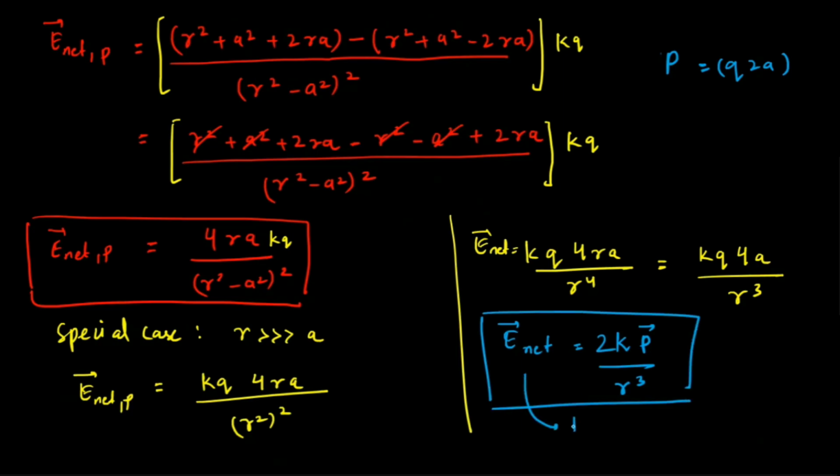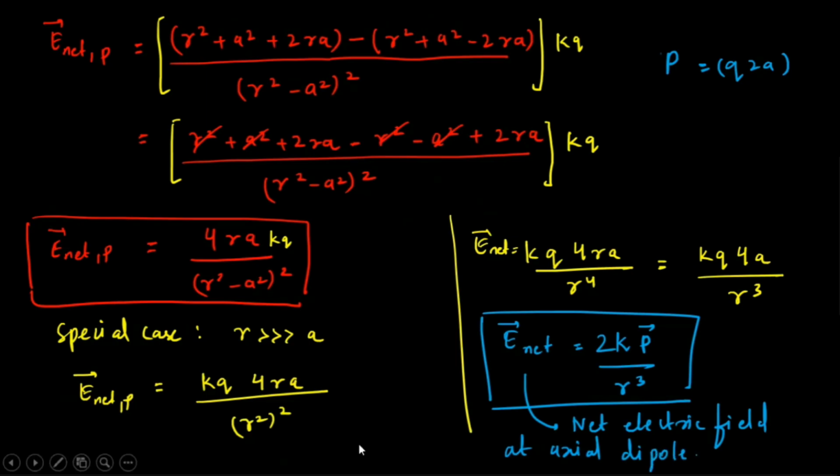So this is the net electric field which we saw at an axial point due to a dipole. I guess you must have seen this particular formula in class, and you might have solved some questions based on it. Have you seen this formula?